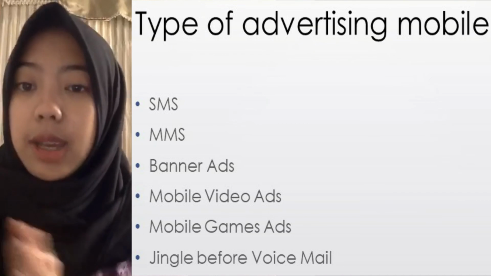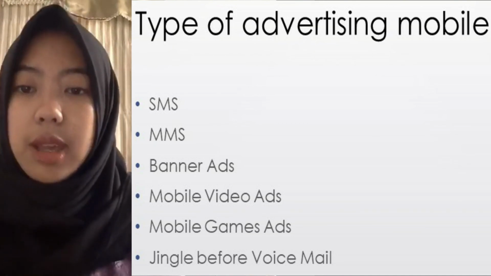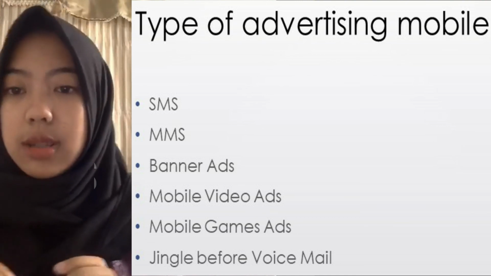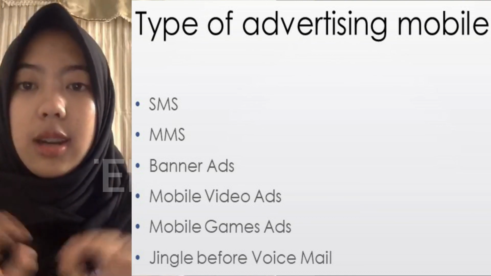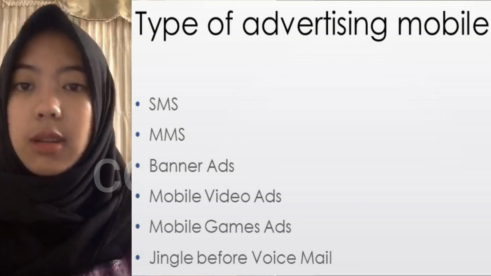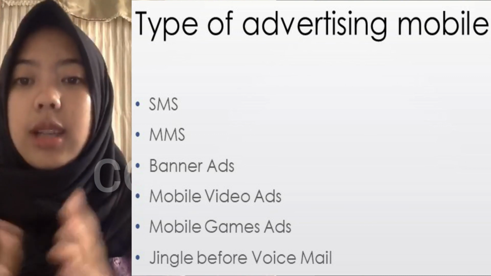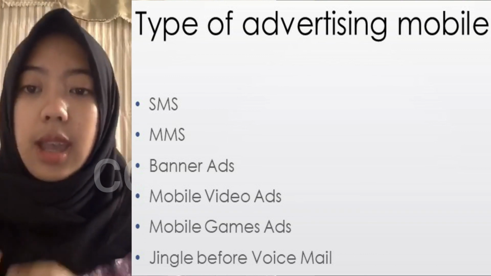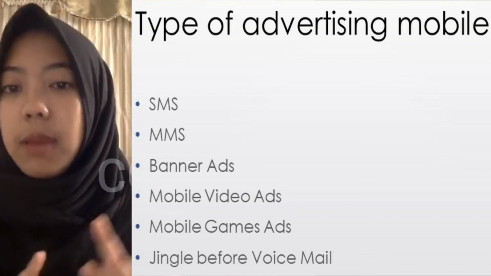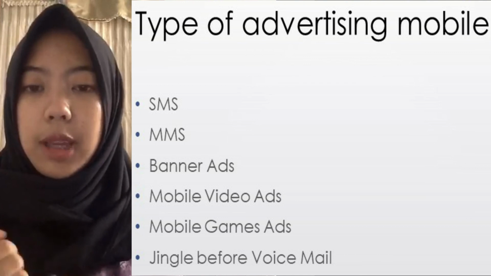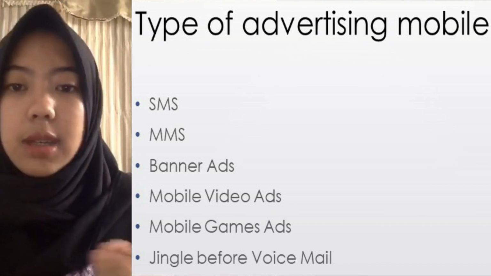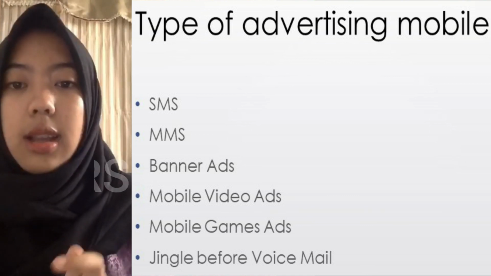For types of advertising mobile, it can be SMS, where we usually get promotions or something. Banner ads are like the advertisements we see on the road. The fourth one is mobile video ads, and the fifth one is mobile game ads. Those are kind of the same. It can be when we use an application and there is a pop-up advertisement that we can click and download.